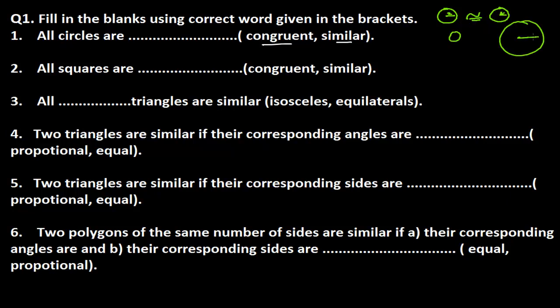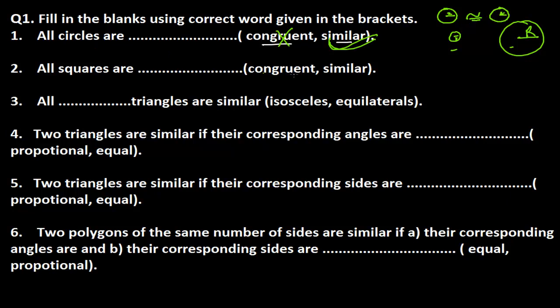Now say this has a bigger radius and this has a very small radius. These two figures don't have the same size. Though their shape and appearance are the same, the size is not equal, so they are not congruent, they are similar. So all circles are similar.